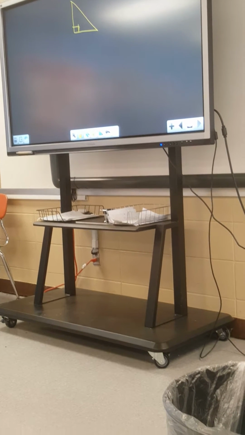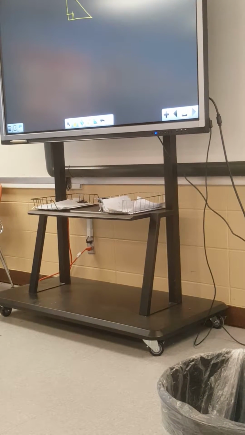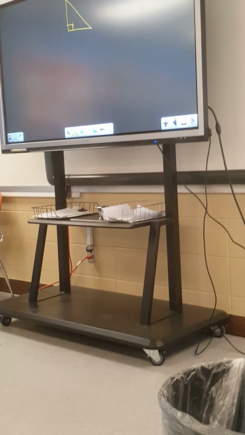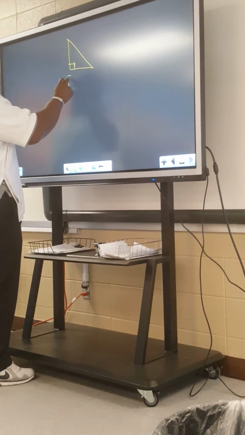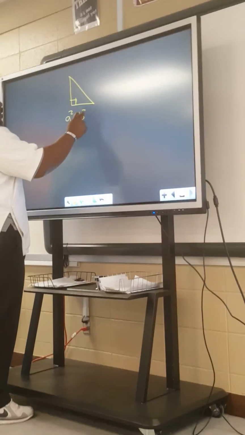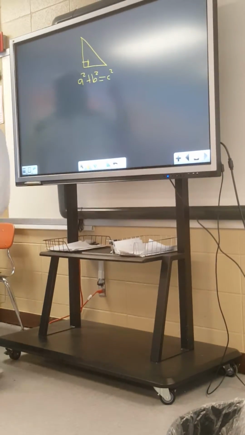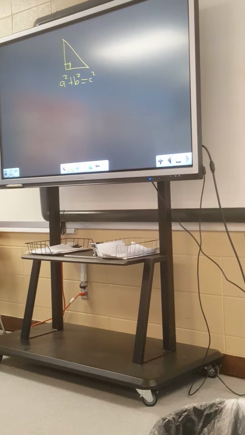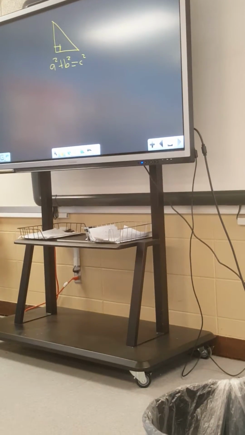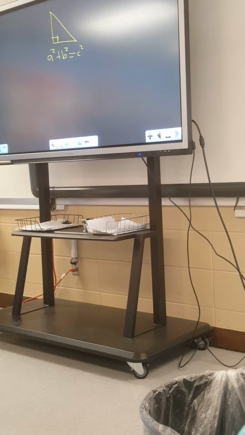Which says what? It determines whether a triangle is a right triangle. A squared plus B squared equals what? C squared. So if one side equals the other, then we have what kind of triangle? Right triangle.